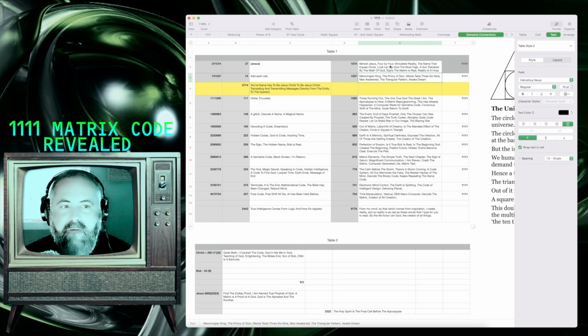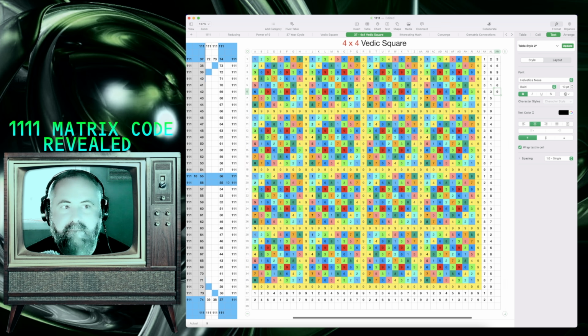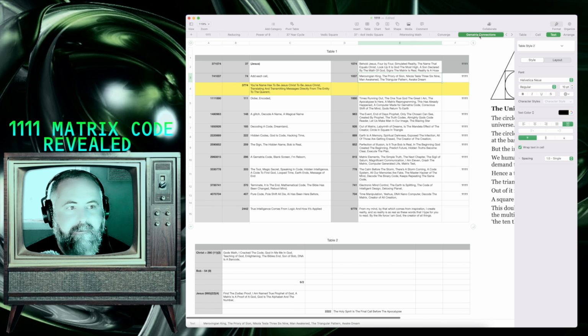Then we get the phrase "4 by 4." Well, that's interesting because this number was generated from 371074, which is the same number from which I created the 4 by 4 Vedic square. So you can see how that's connected. Then we get the phrase "simulated reality." Well, that's what I've been talking about all along. Is this pointing towards us living inside of a simulation?